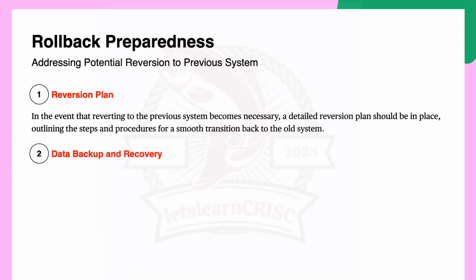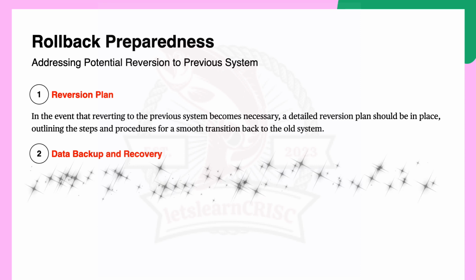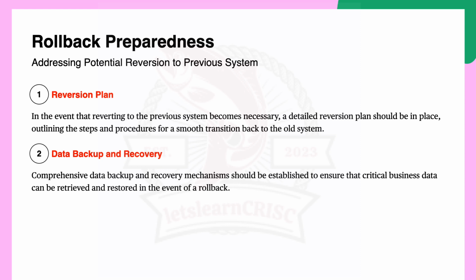Next is about the data backup and recovery. Friends, establishing comprehensive data backup and recovery mechanisms, right, is crucial, right? It is similar to regularly saving your work on a computer so that you can retrieve and restore it if needed, right? Friends, just take an example: when upgrading a customer database system, robust data backup ensures that customer information can be recovered, right? In case of a rollback to a previous version, right?